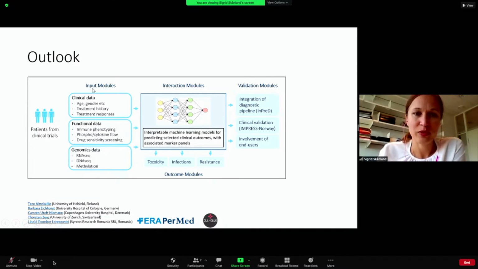So we want to collect both clinical data from patients that have been on clinical trials, functional data similar to what I have shown you, and genomics data, and to use this to develop machine learning models that can hopefully predict treatment outcomes such as toxicity and resistance, and then be used to guide the treatment for each patient.